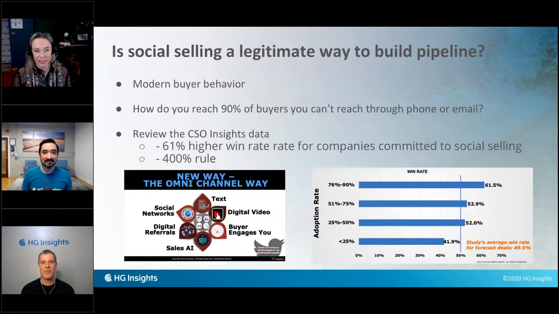It's interesting that 62% of modern buyers are researching their vendors online and on LinkedIn before ever reaching out. So if you're non-existent or you look bad, it's not helping your cause. And we have to do what the buyer is expecting.